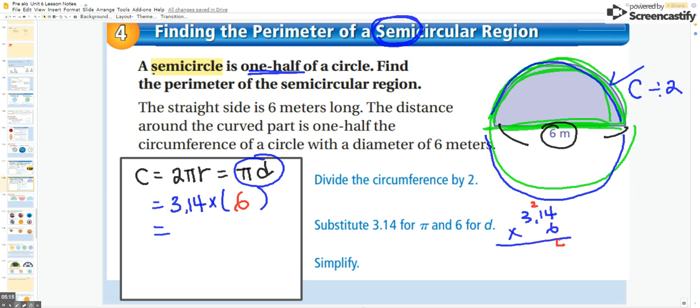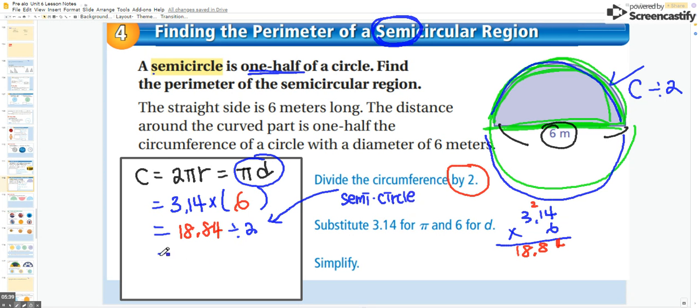So it's 24, 8, and 18. And after you get 18.84, you're going to divide the circumference by 2, and you should know why, because it's a semicircle. So it's going to be 9.42. All right, 9.42. And so this part, only this part.